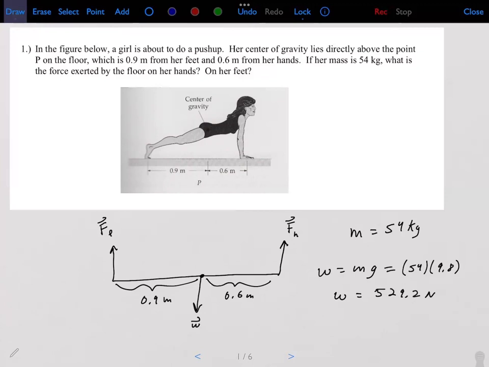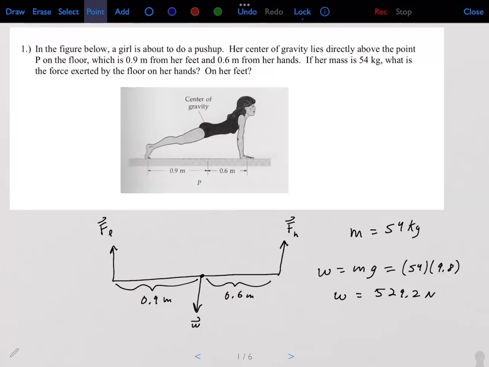Okay, let's find the force on her hands first. To figure out this force, I know that she hasn't started yet. She's just about to do a push-up. So she's definitely in rotational equilibrium. She's static. So that means the sum of the torques about any point that I choose as my axis of rotation has to sum to zero. The sum of the torques has to equal zero if you're in rotational equilibrium. She hasn't done a push-up yet.